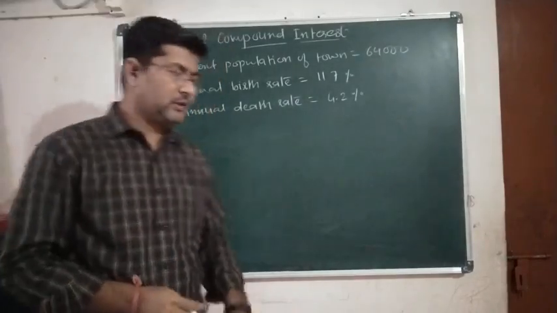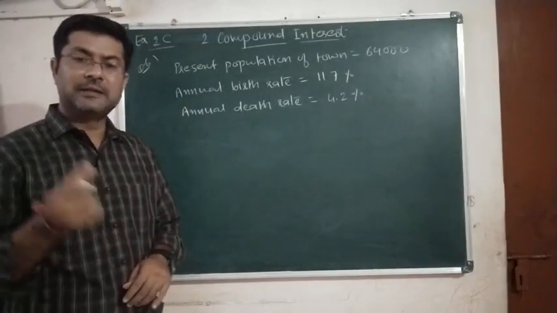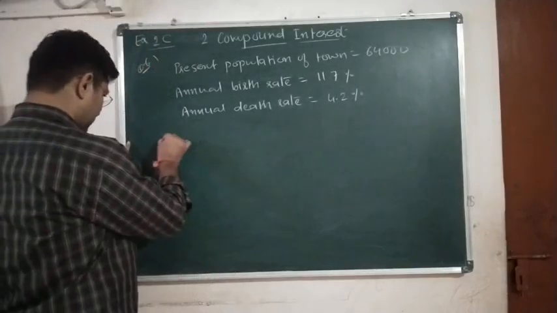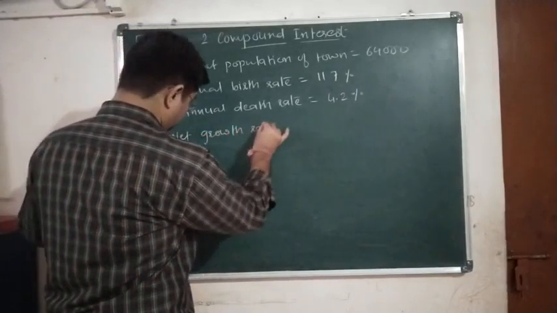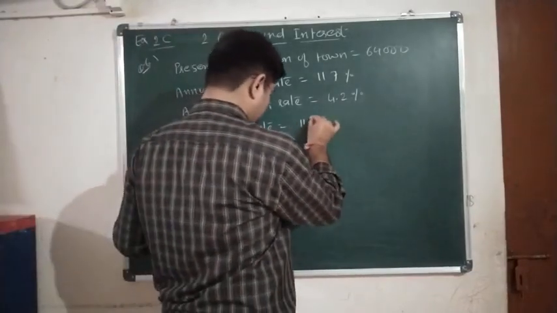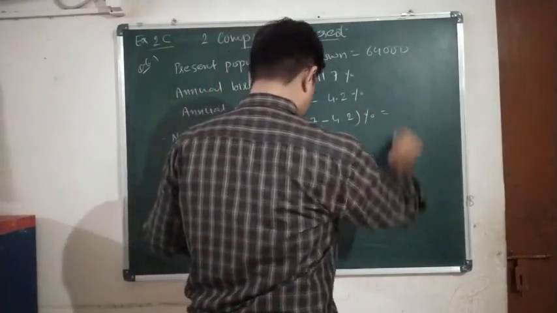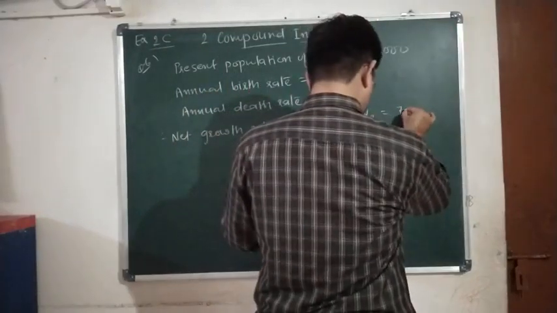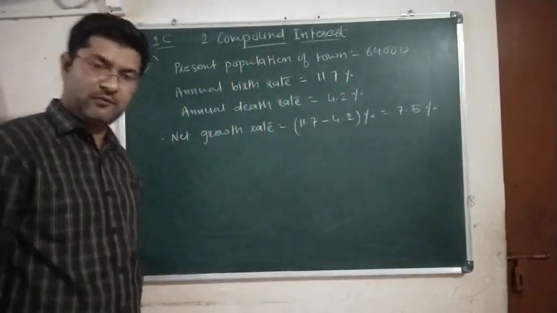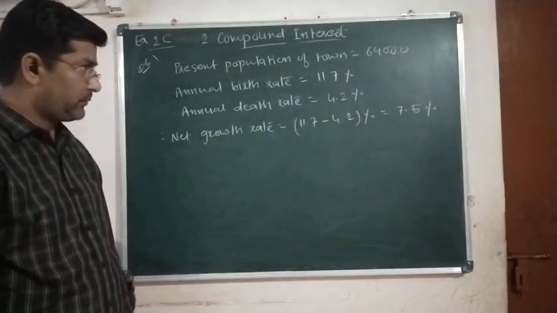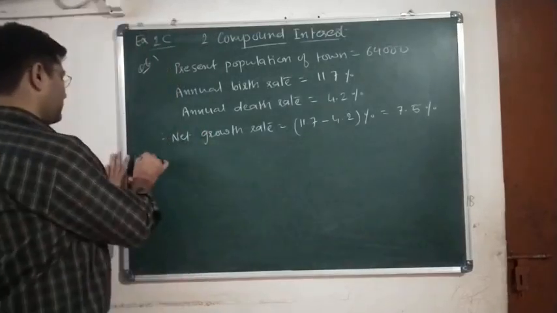Okay, now in this question, since we are given both birth rate and death rate, we will take the difference to find the net growth rate. So let us find out the net growth rate by taking the difference: 11.7 minus 4.2 percent is equal to 7.5%. This is the net growth rate. Now this rate we will use in the formula. Clear? Present population is 64,000. We have to find the population after 3 years. So now we will put the formula.